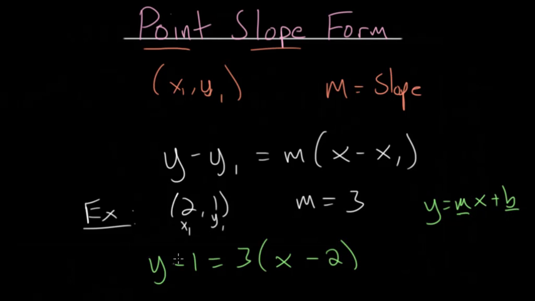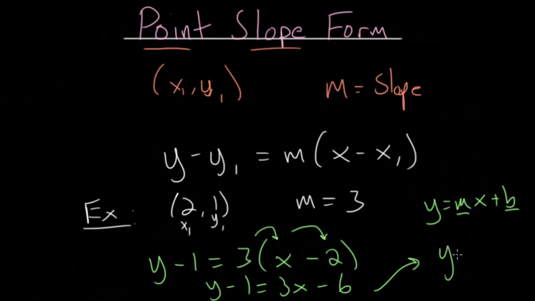But to change it to that form, you essentially just distribute here. And so you get y minus 1 equals 3x minus 6, and then just move the 1 to the other side. So add 1 on each side, and you get y equals 3x minus 5. So this example shows that when you're given a point and you also are given the slope, from that you can figure out the equation for that line.